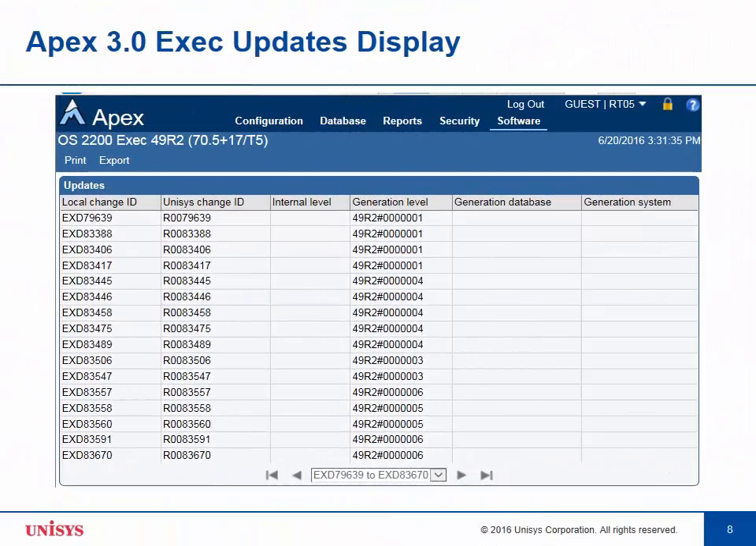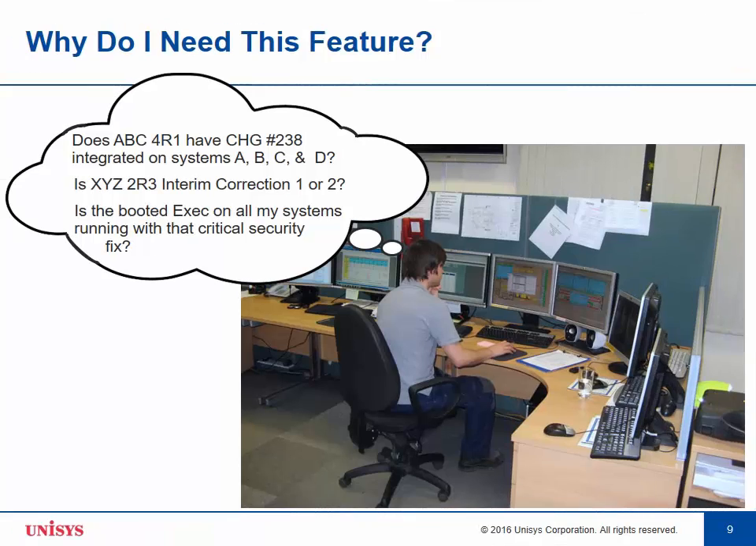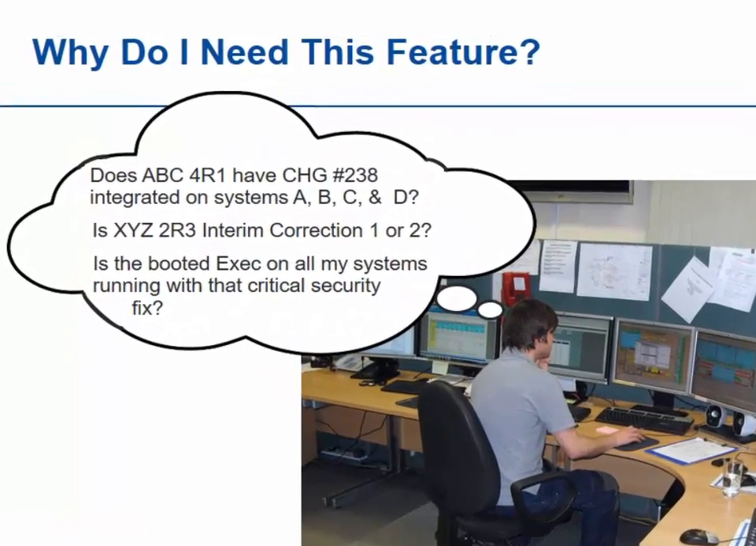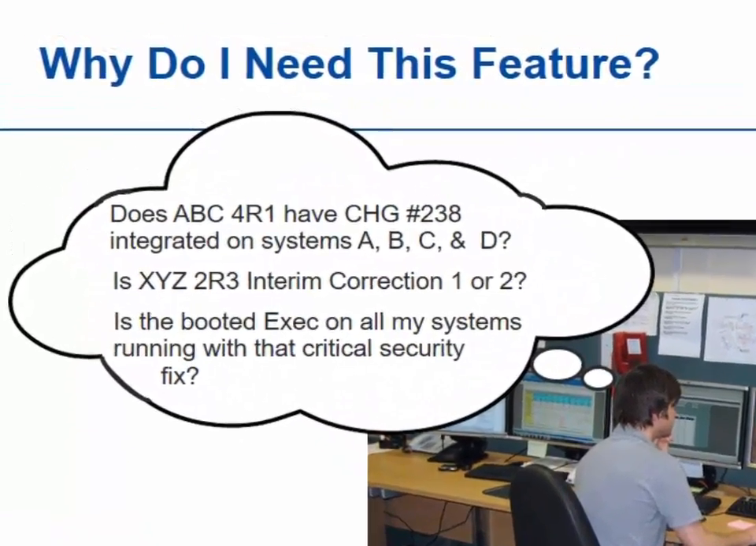Apex also shows you the updates you've made to the booted exec. These displays help you determine if you're current with available Unisys fixes. In summary, the ClearPath OS 2200 Release 17.0 Solar and Apex reports on installed products and the booted exec put a wealth of information on your screen with just a few keystrokes. We hope you find they help you answer those nagging questions easily and quickly.